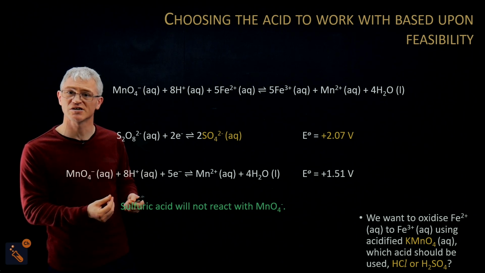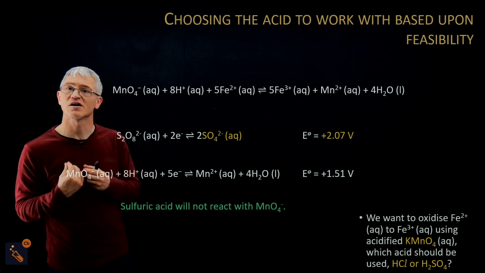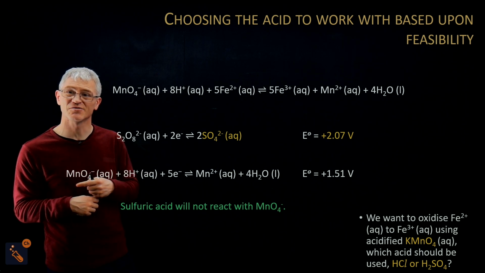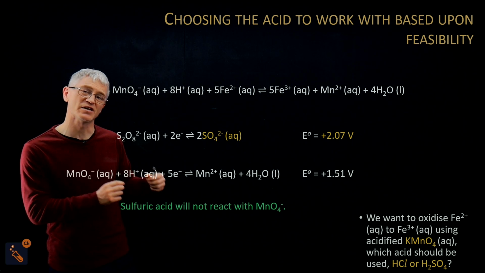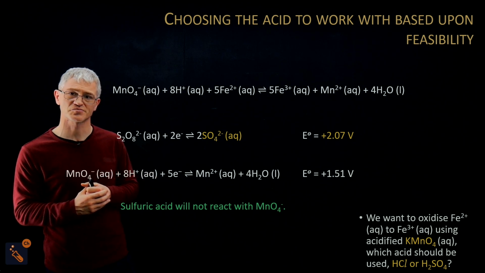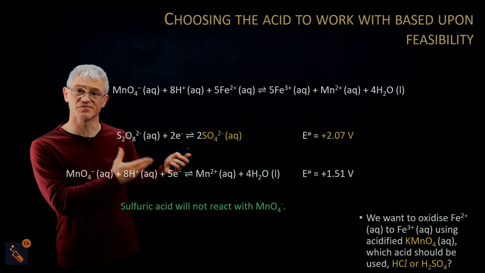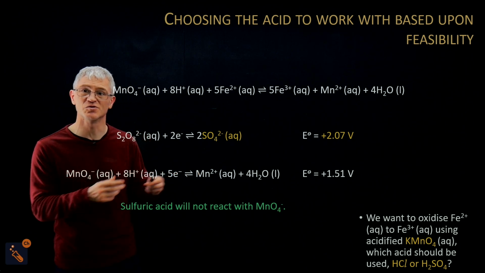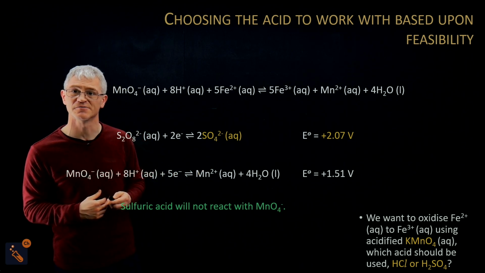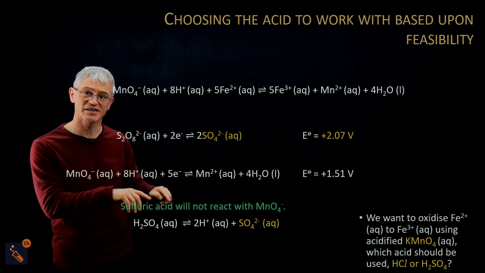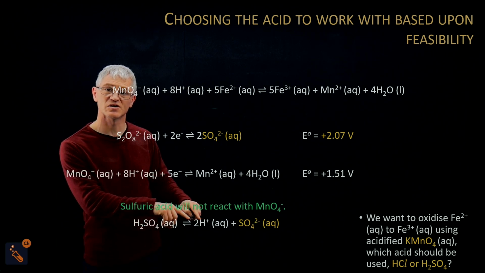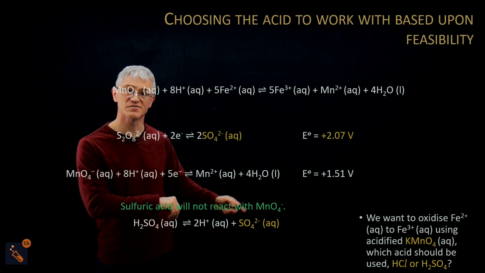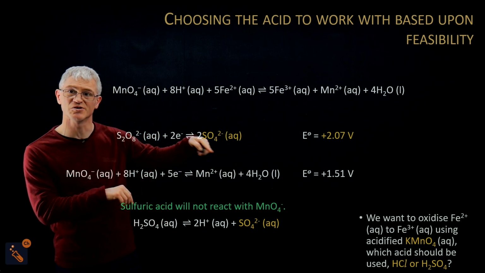And if we're doing a titration, we need to accurately know that all the MnO4 is going to react with the iron. Now we know that if it's sulfuric acid, the MnO4 will not react with the sulfuric acid. Just to make it clear, sulfuric acid will dissociate into this SO4 2-. That's the SO4 2- there.